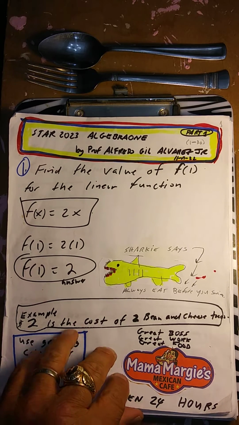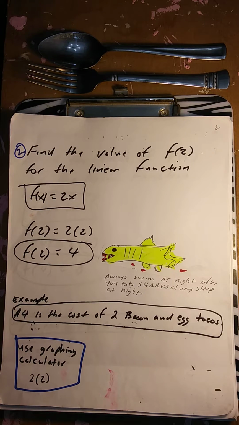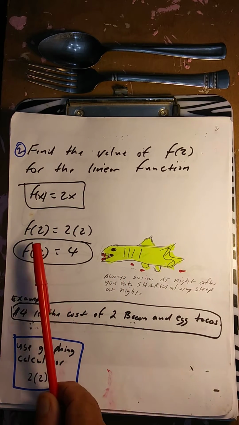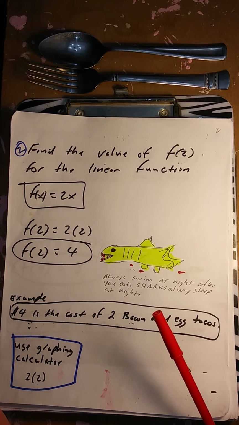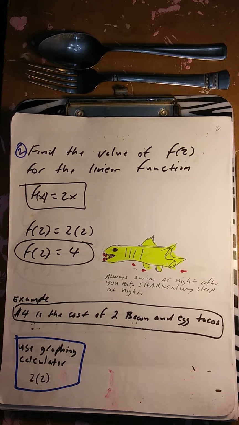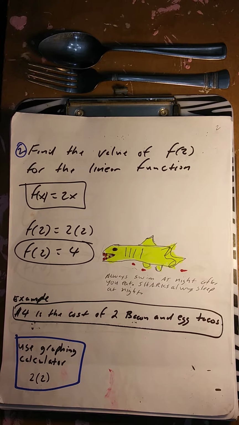Go to the next question. Find the value of f of 2 for the linear function f of x equals 2x. Again, this time it says 2. So f of 2 is 2 times 2. And 2 times 2 is what? 4. You can use a calculator if you want to.